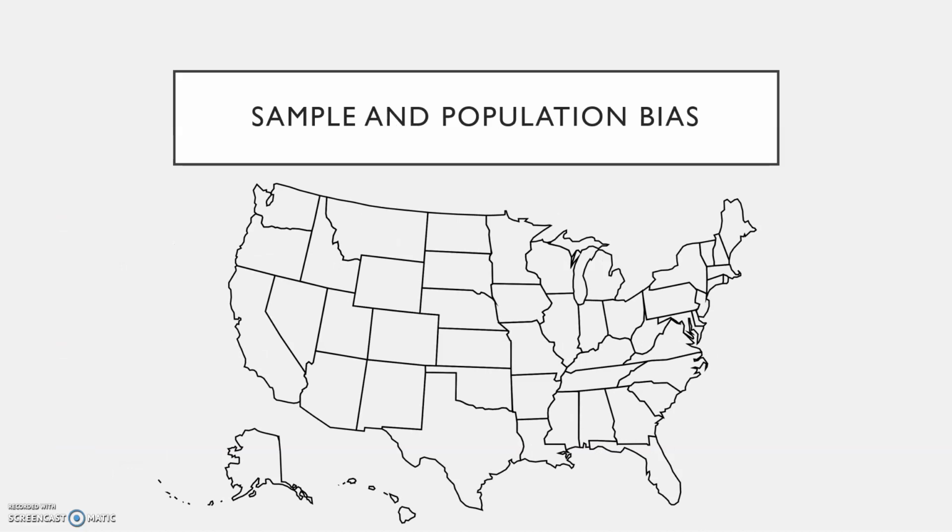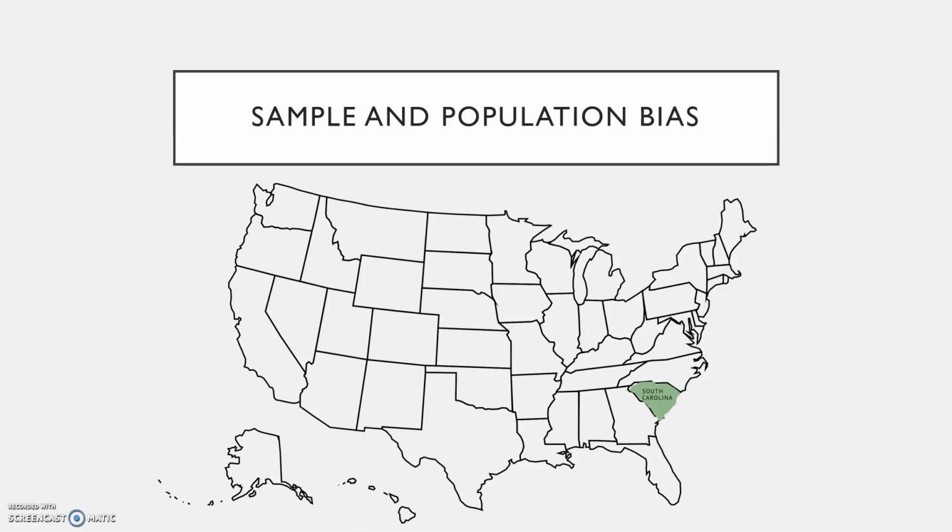So, for example, let's say you wanted to do a research study on who people are going to vote for in the presidential election. You have this whole country to sample from. You have 50 states plus all the territories. It's wild how big our country is. But let's say you only decided to ask people in South Carolina. That would not be a good question. That would have a bias.